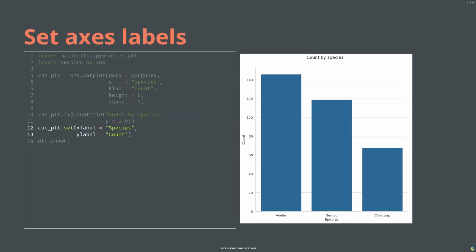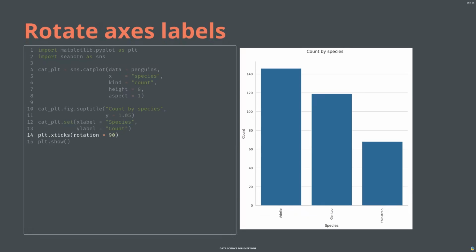To add axis labels to our plot, first assign the plot to a variable. Then use the set method to specify the labels. Set the xlabel and ylabel parameters to define the x and y axis labels respectively. This method works for both FacetGrid and axes objects. We can rotate the tick labels as well. After creating the plot, use matplotlib's xticks method and set the rotation parameter to whatever you want. I have set it here to 90. This approach works for both FacetGrid and axes objects.